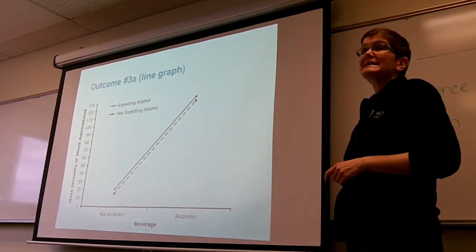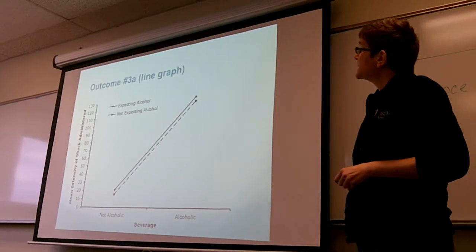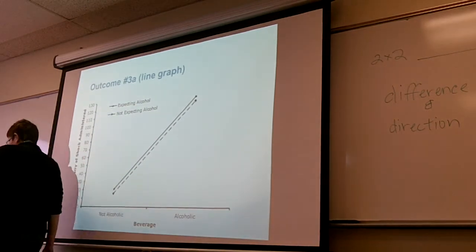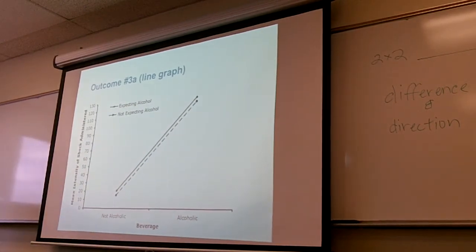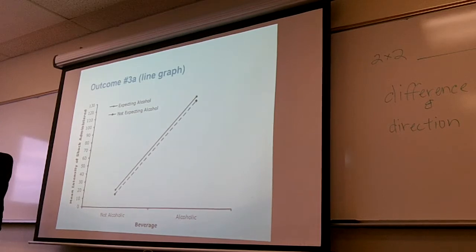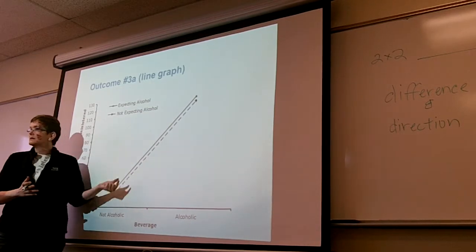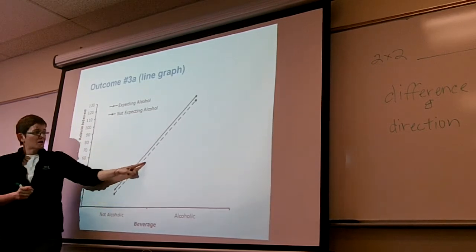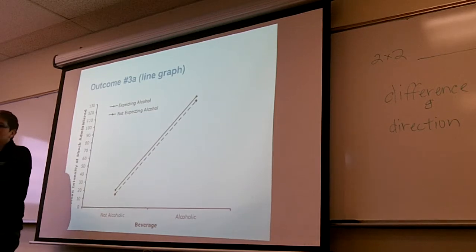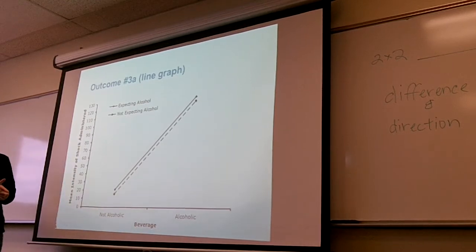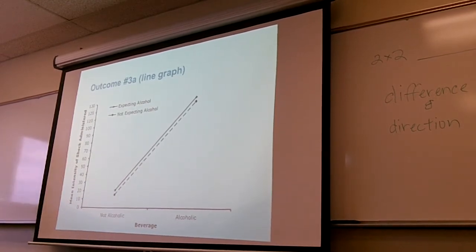Now, what about expectation? Expectation. People who were expecting alcohol are the solid line. People who were not expecting alcohol were the dashed line. Do you think we have a main effect of expectation in this graph? Okay, people are saying no. Why not? Because the lines are really close together. They're not that different from each other, right? The people who were expecting alcohol are here. The people who were not expecting alcohol are here. They're right on top of each other. So they're basically doing exactly the same shock. So no main effect of expectation in this graph.